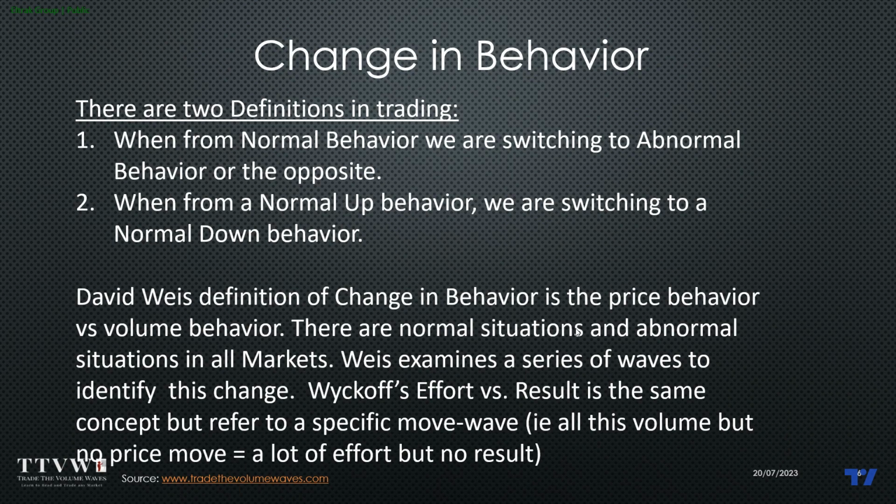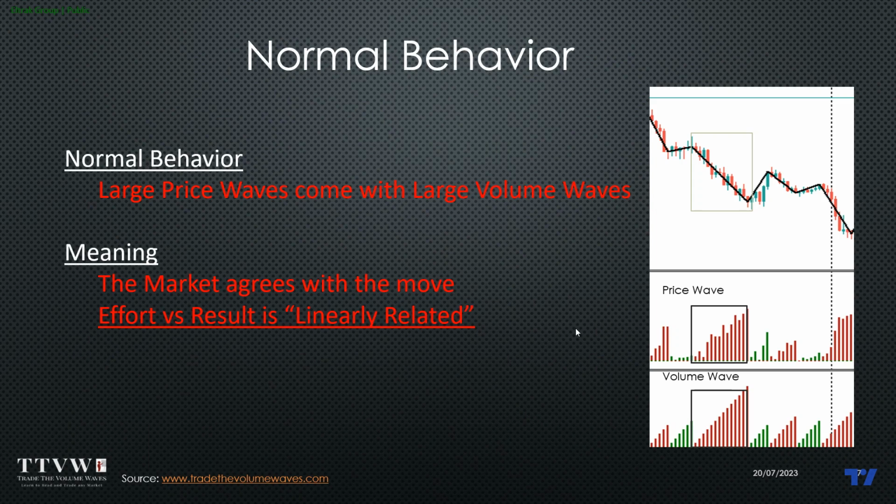But first, let's see what's normal behavior. Well, on the right, I have a price chart. Below that is the cumulative histogram of a price movement in pips. So the top of this wave is the number of pips of this specific wave. And the bottom cumulative histogram is the volume that was used, the total cumulative volume that was used to bring the price from this level to this level.